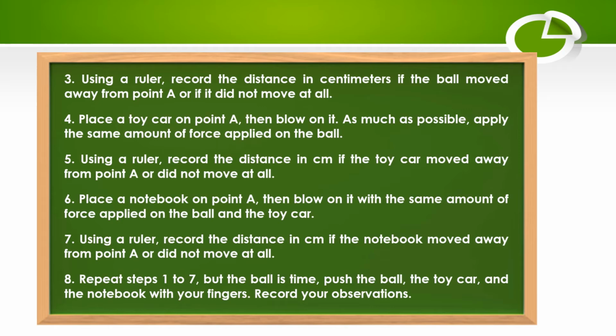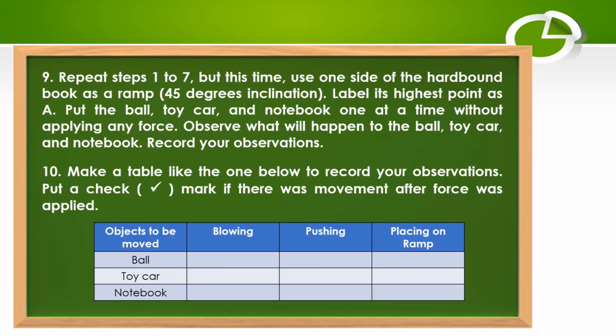Sixth, place a notebook on point A. Then blow on it with the same amount of force applied on the ball and the toy car. Seventh, using a ruler, record the distance in centimeters if the notebook moved away from point A or did not move at all. And last, repeat the steps 1 to 7, but the ball is timed. Push the ball, the toy car, and the notebook with your fingers. So, you're going to record your observation.